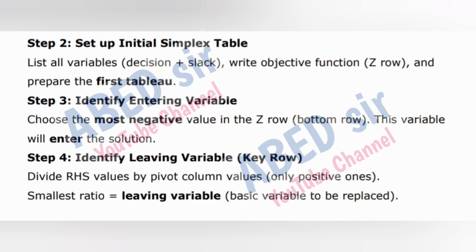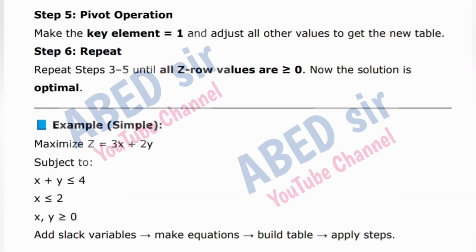Step 4. Identify leaving variable, key row. Divide RHS values by pivot column values, only positive ones. Smallest ratio is equal to leaving variable, the basic variable to be replaced. Step 5. Pivot operation. Make the key element equal to 1 and adjust all other values to get the new table. Step 6. Repeat steps 3 to 5 until all Z-row values are greater than or equal to 0. Now the solution is optimal.